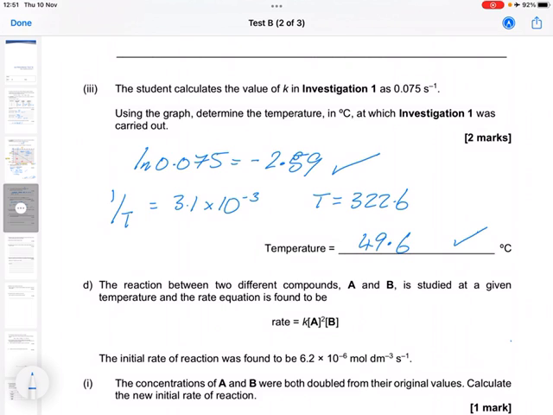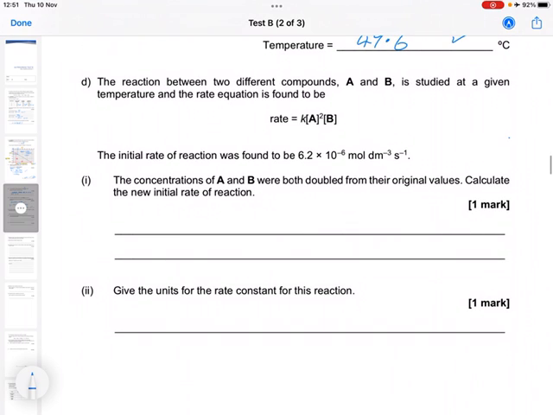Okay, part D, the reaction between two different compounds A and B is studied at a given temperature. The initial rate was found to be 6.2 times 10 to the minus 6. The concentrations of A and B are both doubled. So that means that the rate will go up by 2 squared is 4 times 2 is 8. So I need to multiply that by 8. So 8 times 6.2 times 10 to the minus 6 gives me 4.96 times 10 to the minus 5.